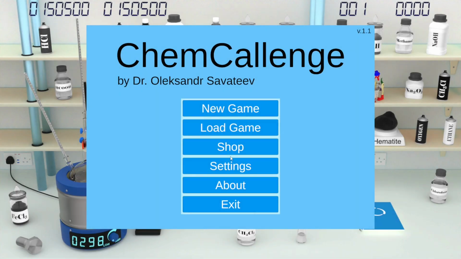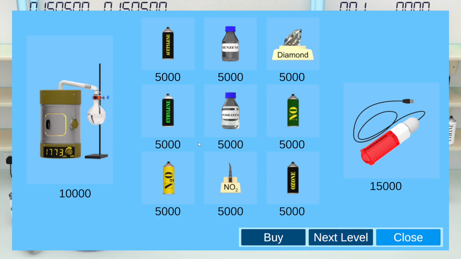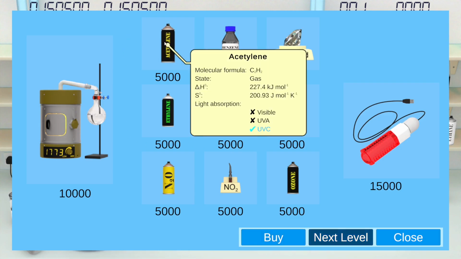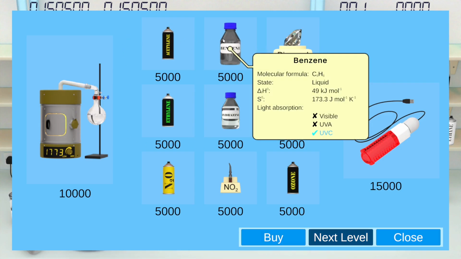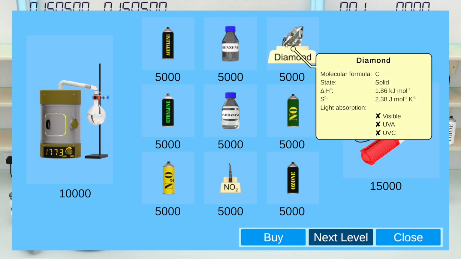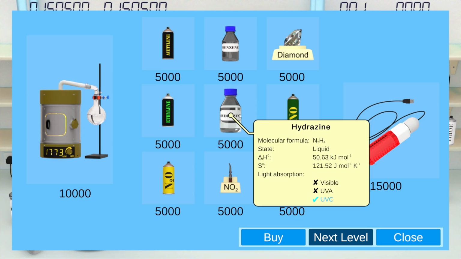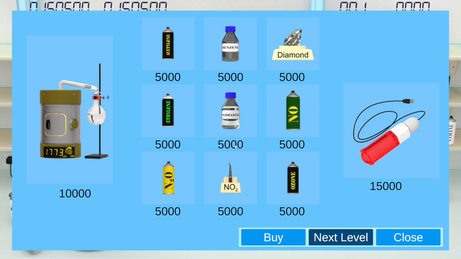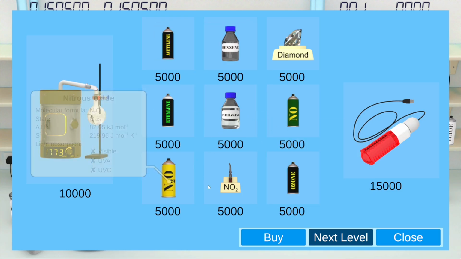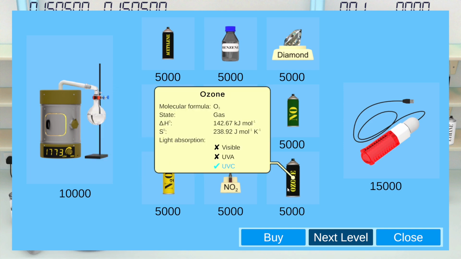In ChemChallenge, there are 9 chemicals with positive enthalpy of formation: acetylene, benzene, diamond, ethylene, hydrazine, nitric oxide, nitrous oxide, nitrogen dioxide, and ozone.